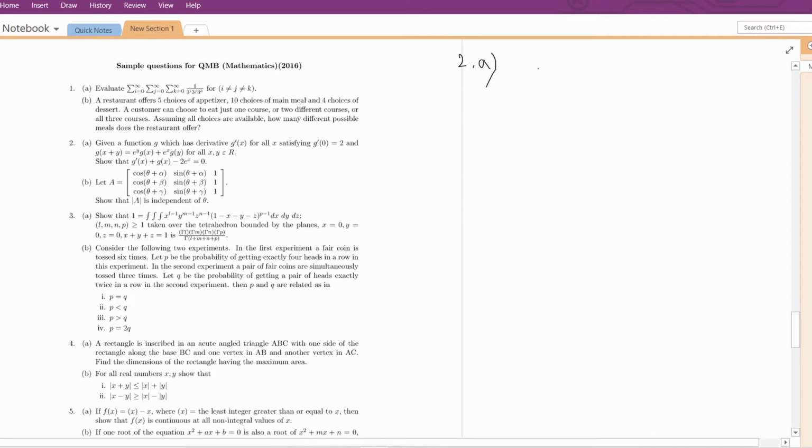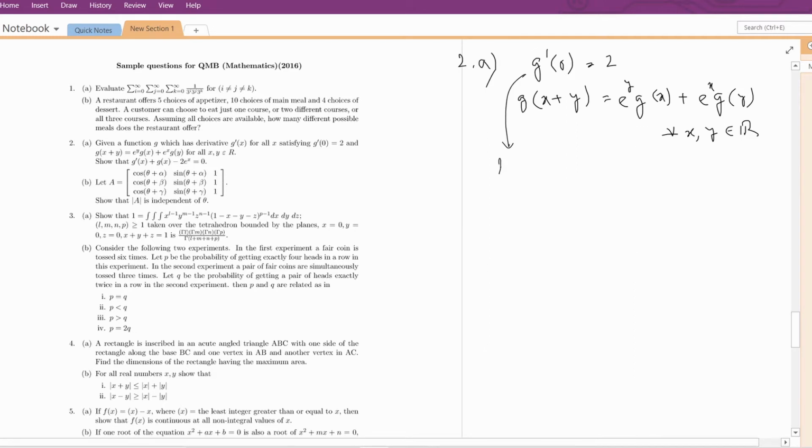Question number 2a. A function g is given which has derivative g dash x for all x satisfying g dash 0 equal to 2, and given g of x plus y equal to e to the power y gx plus e to the power x gy for all x, y belongs to R. R is the set of real numbers. Now we have to show that g dash x plus gx minus 2 e to the power x equal to 0. From this we can write limit h tending to 0 of g of 0 plus h minus g0 divided by h equal to 2.